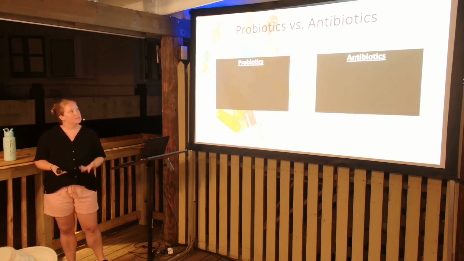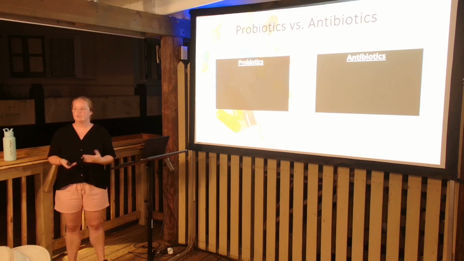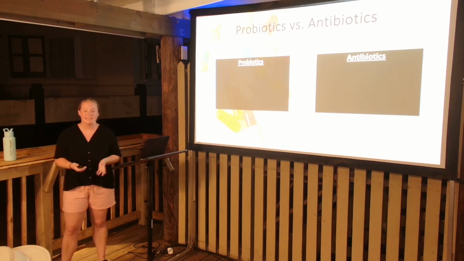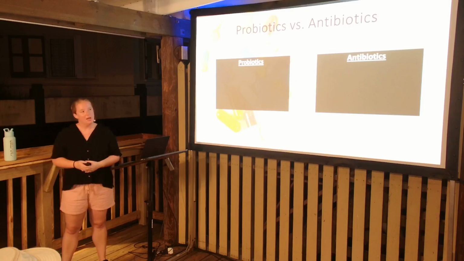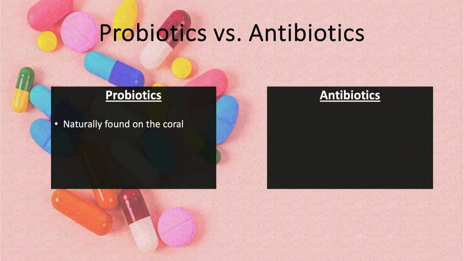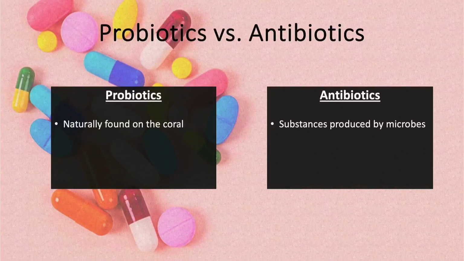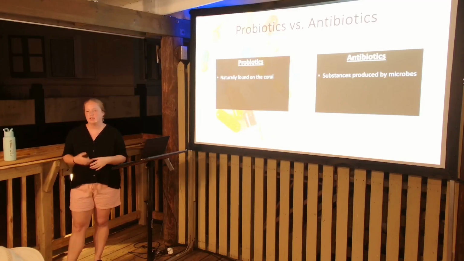So just to explain the difference between probiotics and antibiotics, I'm sure you're all familiar with antibiotics. You've probably had to take them at some point in your life. But probiotics, specifically in terms of coral, are naturally found on the coral. Whenever we find our probiotics, we actually isolate them from coral themselves, so they're already there. But antibiotics are substances that are produced by microbes. So they might not be naturally found on the coral, and we are actually introducing chemical compounds to these corals that aren't naturally found in their environment, and we aren't sure what those impacts might be.